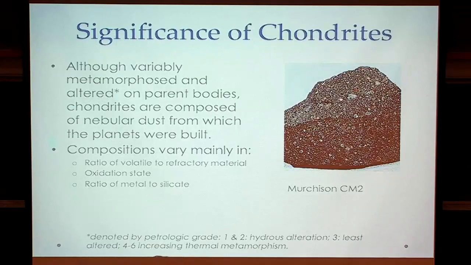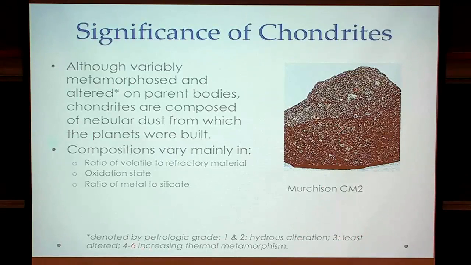Okay, significance of chondrites. Although all our meteorites were parts of planetesimals or asteroids, they're bits of asteroids, and so they've invariably been modified or altered to some degree on their parent bodies. And there's this scale, this number refers to the extent to which they've been altered. Petrologic grade 1 and 2 is hydrous alteration, as in this Murchison meteorite. 3 is the least altered; those are the most pristine.